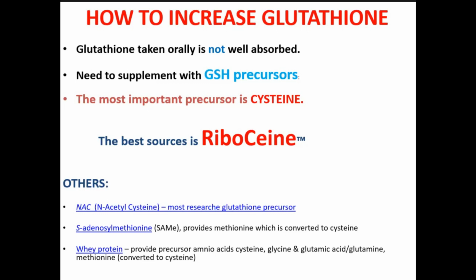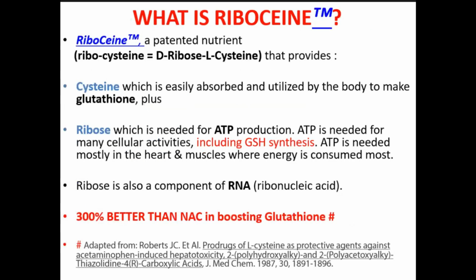So the most important precursor is cysteine, which is the least available and also the most fragile amino acid. And the best source is Ribosyn. So what is Ribosyn? It is a patented nutrient, D-ribose L-cysteine, shortened to ribocysteine, patented as Ribosyn, and it provides cysteine, which is stable, easily absorbed, and utilized by the body to make glutathione.